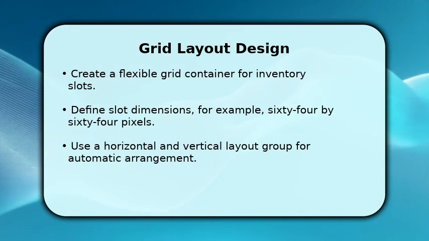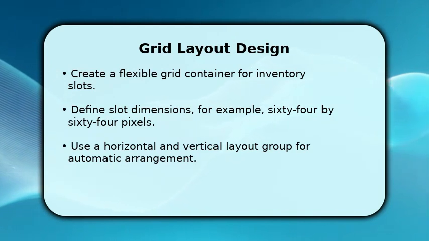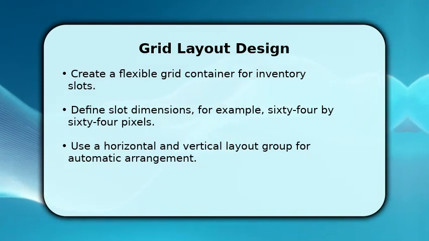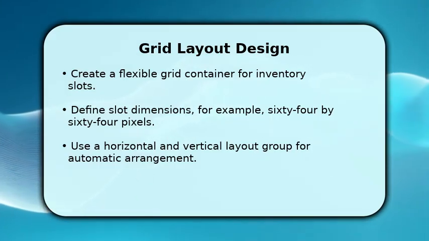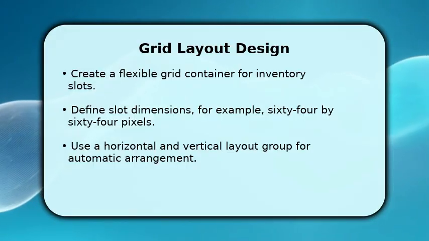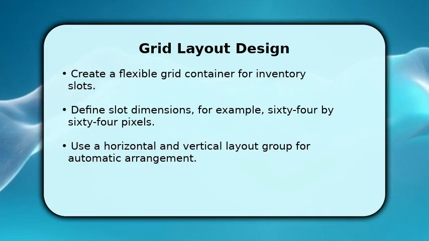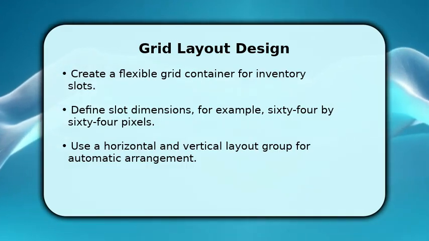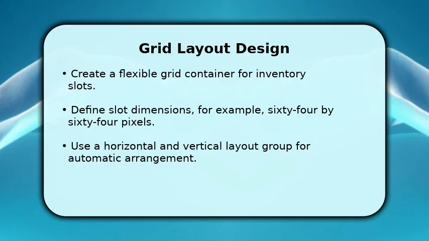Now, let's focus on building the visual structure. You will create a main panel to serve as your inventory container. Inside this, we will add individual slots, each measuring approximately 64 by 64 pixels, to hold your items. Utilizing a horizontal and vertical layout group will automatically arrange these slots, ensuring a clean and organized appearance without manual positioning. This approach saves significant development time.